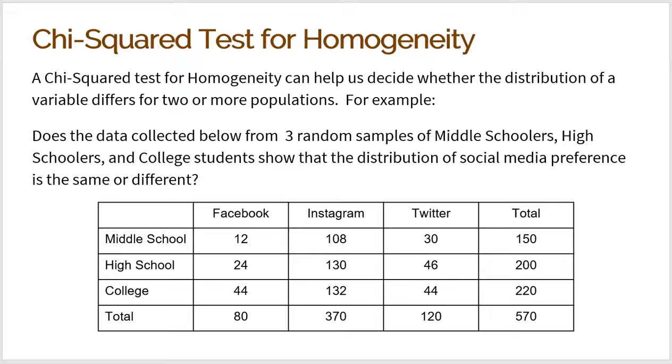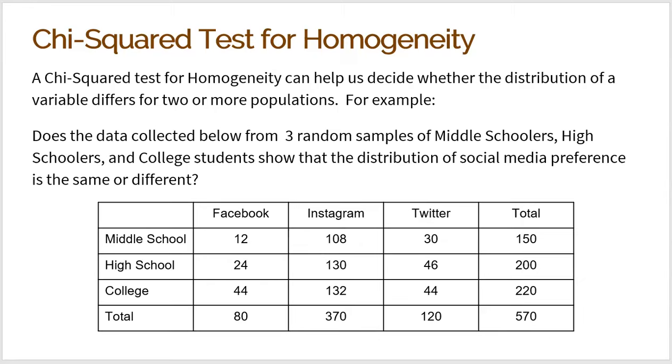Now, if that was all we were focusing on, just users of Facebook amongst middle schoolers and users of Facebook amongst college students, well, again, we can go back to Unit 6. But notice we have high schoolers. So we actually have 3 groups: middle schoolers, high schoolers, and college. But we don't just have Facebook. We have Instagram and Twitter. So to answer this type of question, we really need the chi-squared test, this brand new test that we're going to learn about in this unit.